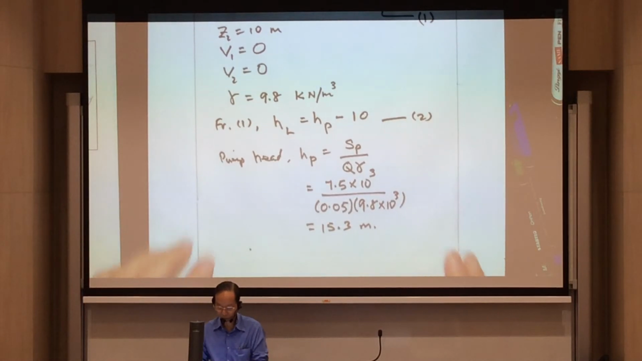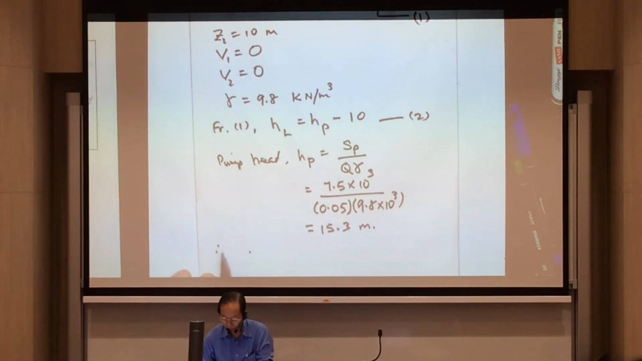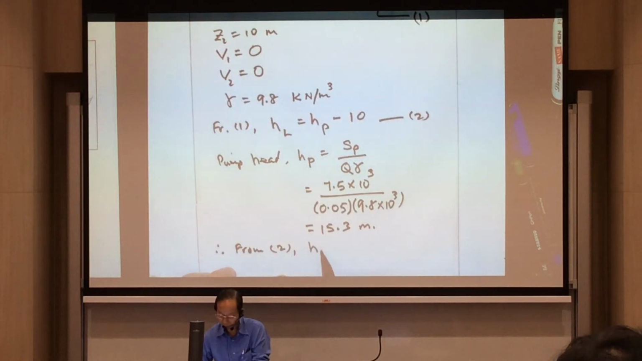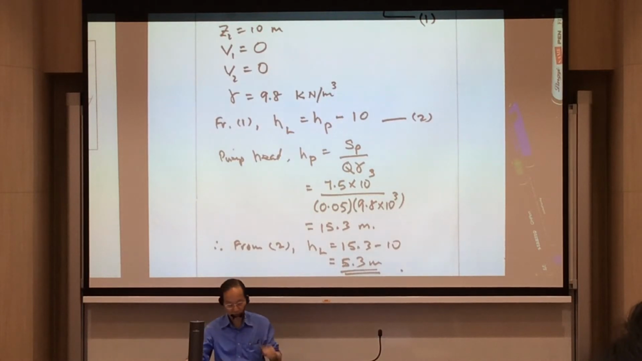Okay? 15.3. So the pump can produce a head of 15.3 meter. But because of viscous friction, it loses some of this head in the form of HL. So therefore, from equation 2, we have HL is equal to 15.3 minus 10. So the head loss is 5.3 meter as a result of viscous friction. Okay?